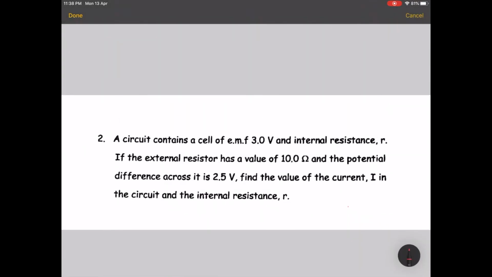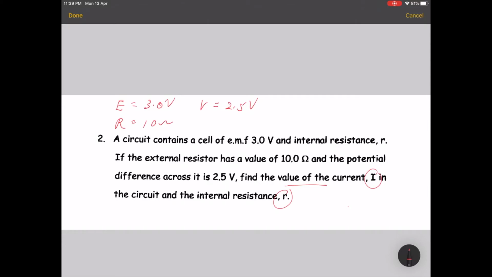3 volt, you see? So EMF is 3.0 volt. And internal resistance is an unknown. But you know external resistance is 10 ohm. And the potential difference across the external resistance is 2.5. So what is the question? Find the value of the current, I, as well as the internal resistance.